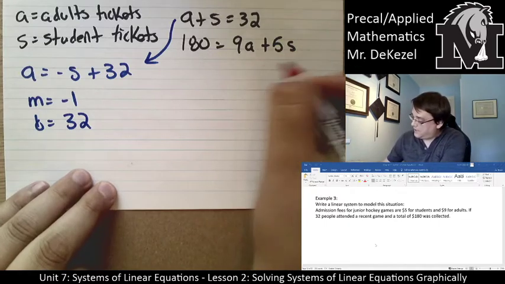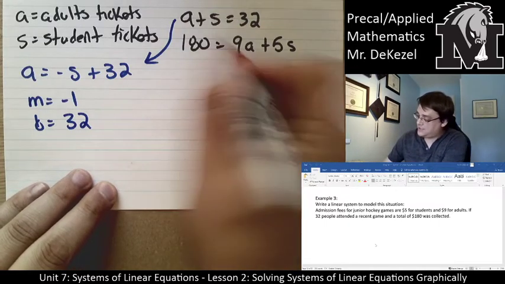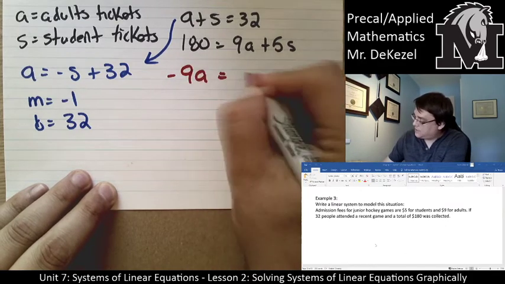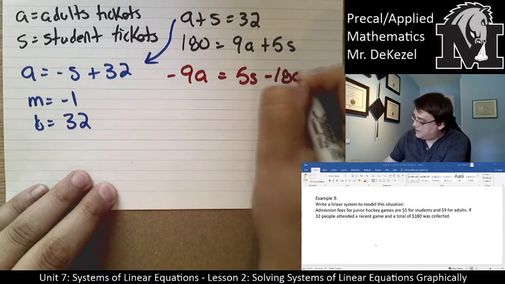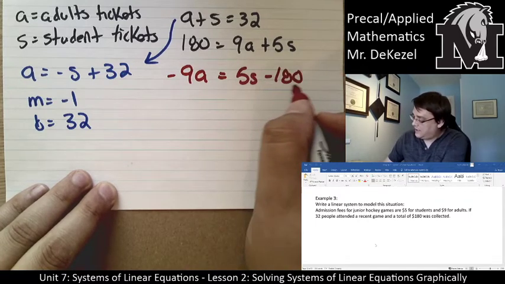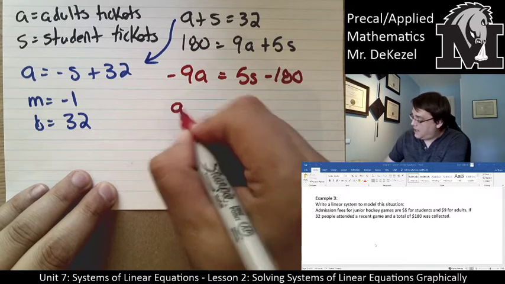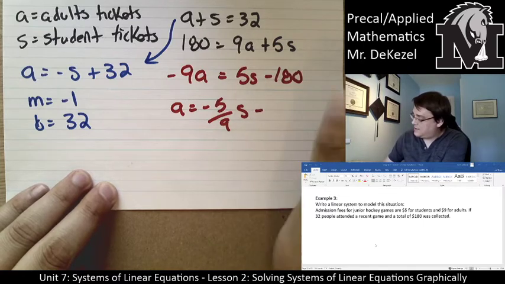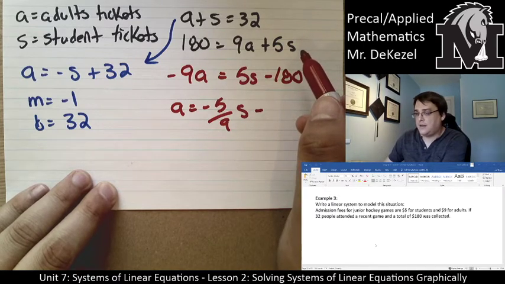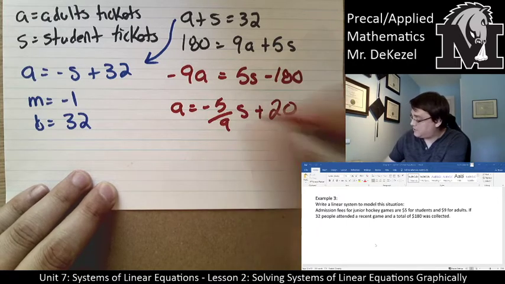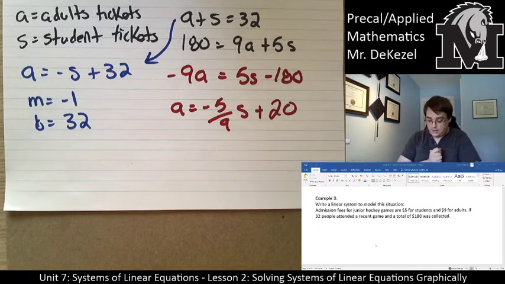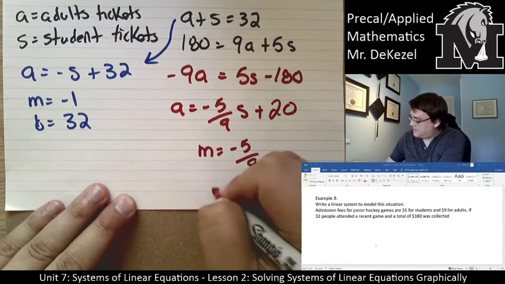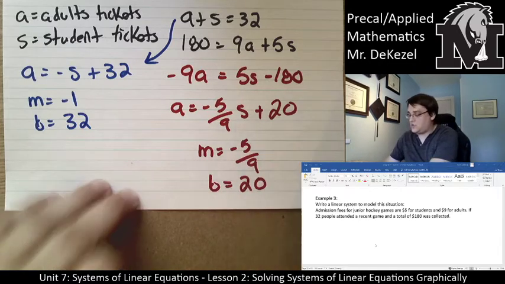For this one, if A is our variable, we need to move this over to this side and the 180 over to the other side. So that's negative 9A is equal to 5S minus 180. Divide everything by negative 9, and I would get A is equal to negative 5/9 times S minus 180 divided by negative 9, which would be plus 20. So that means that our slope is negative 5/9, and our intercept is 20.